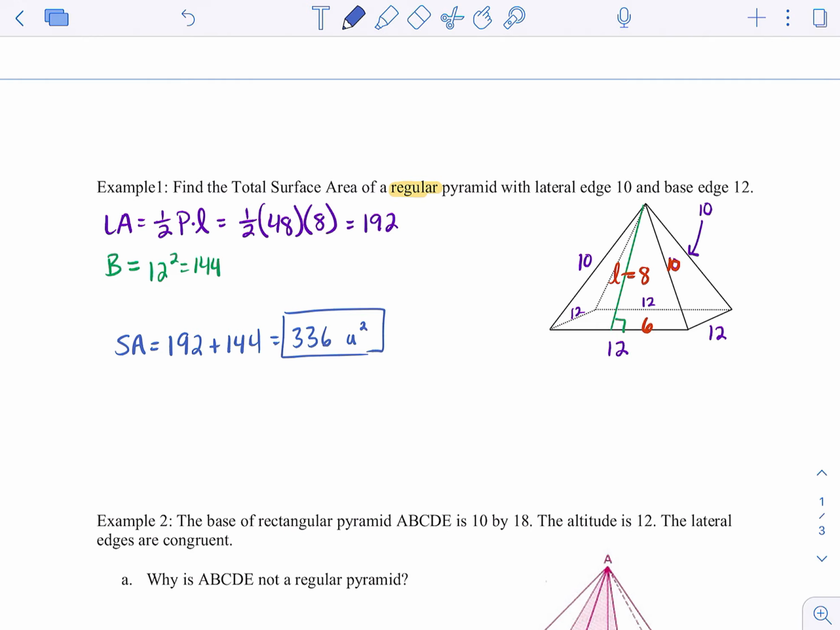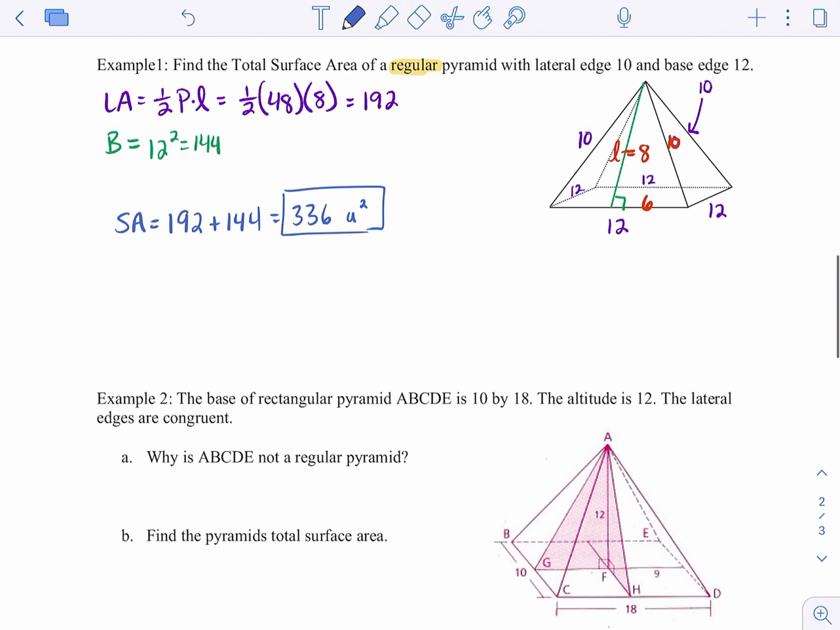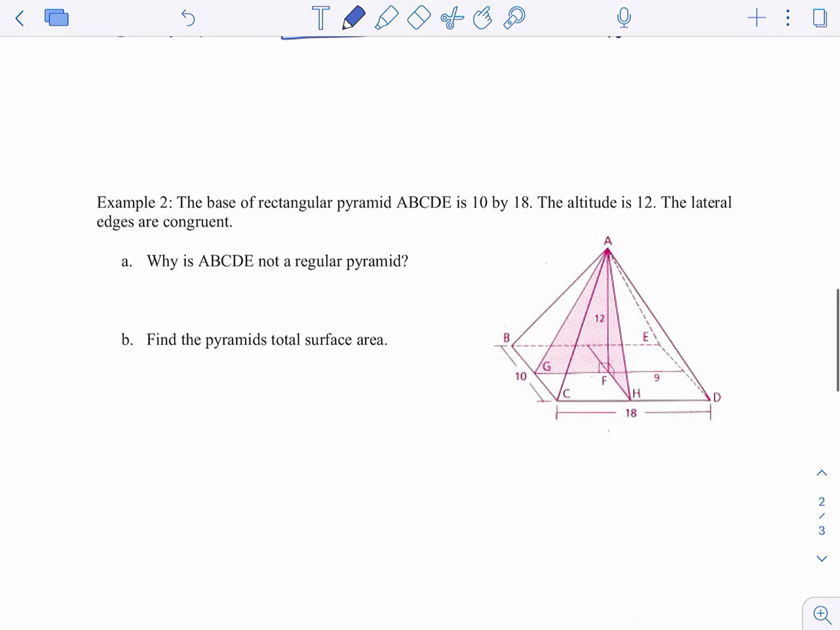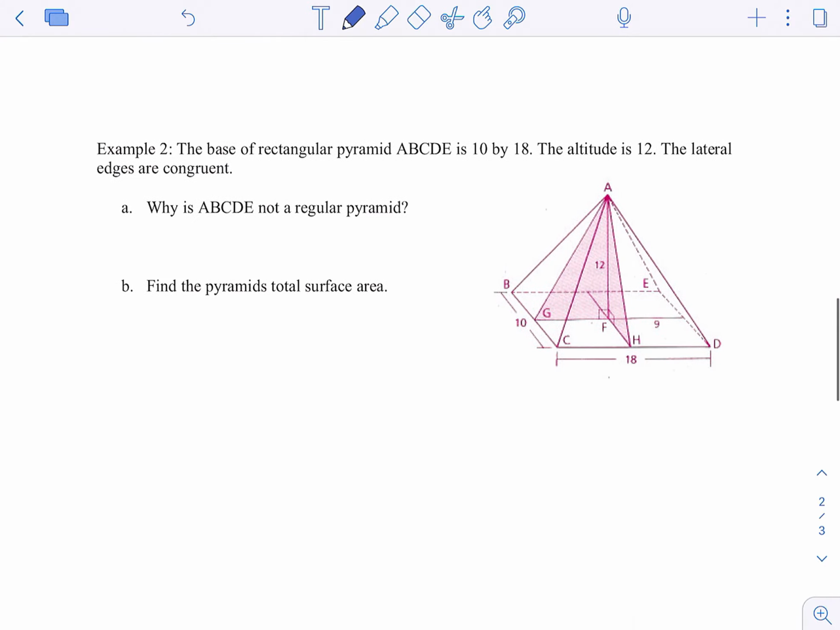All right, awesome. So then next up, we have another pyramid, and it is another rectangular pyramid, so the base is a four-sided figure. Let's go ahead and look at what happens when we go a little bit out of the norm for what we're used to. So example number 2. This is a rectangular pyramid, so it's not a regular pyramid.